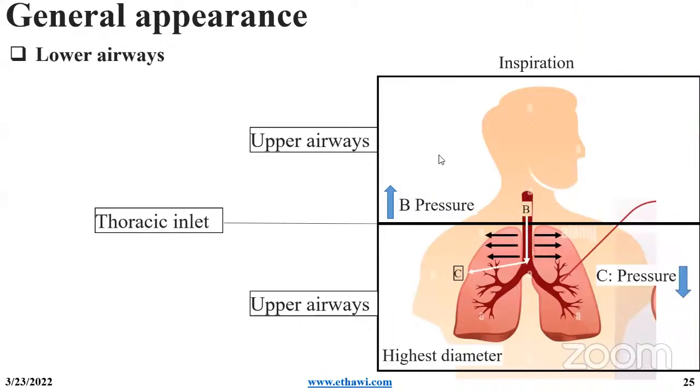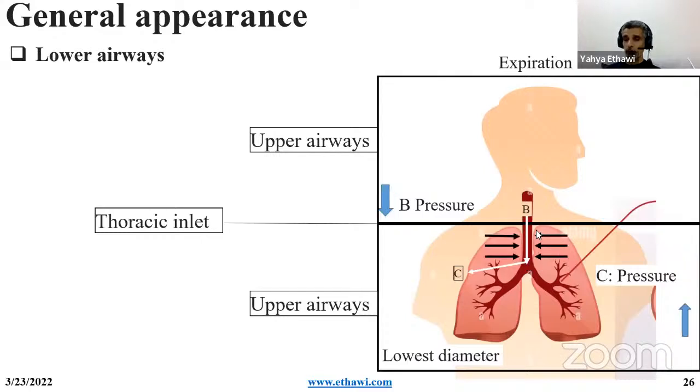For the lower airway, again, to move from point B to C, point B should be higher than C. So how do we make point C lower? By moving the chest out, creating negative pressure. Because we create negative pressure, you pull the lower airway out. And that's why the lower airway has the highest diameter during inspiration.